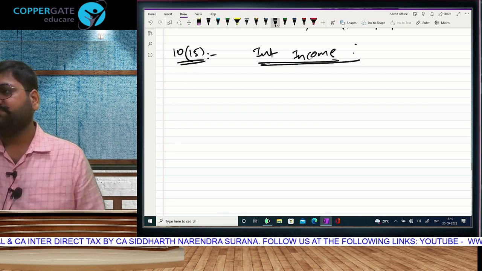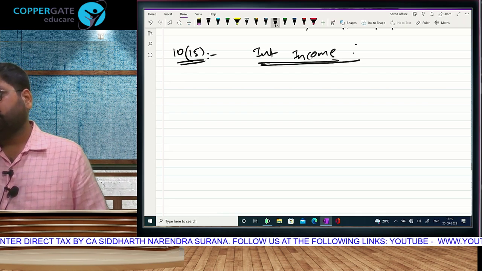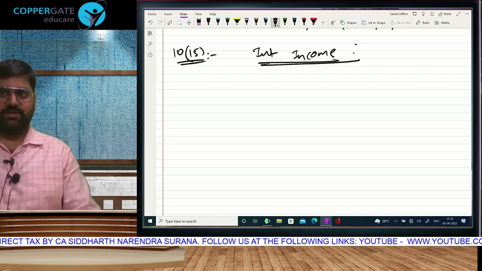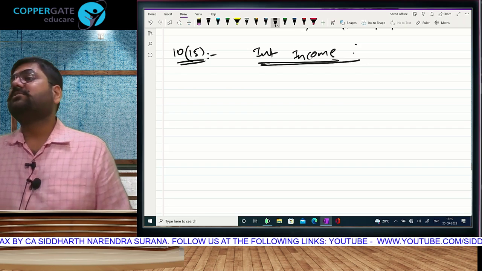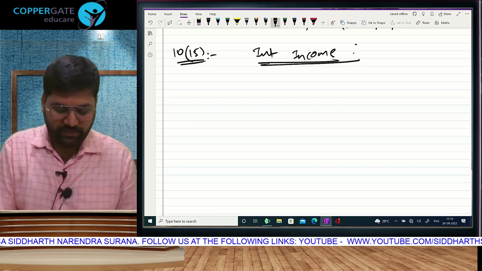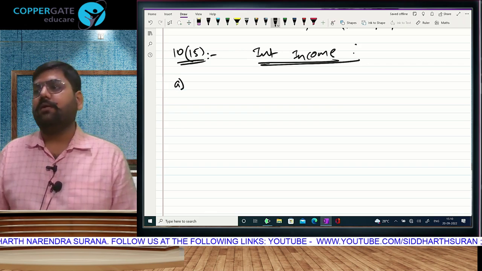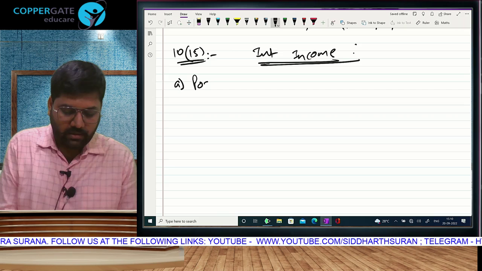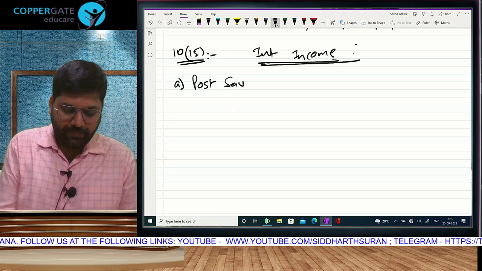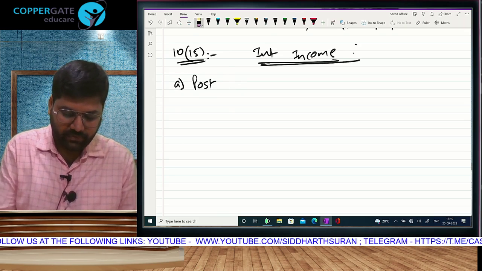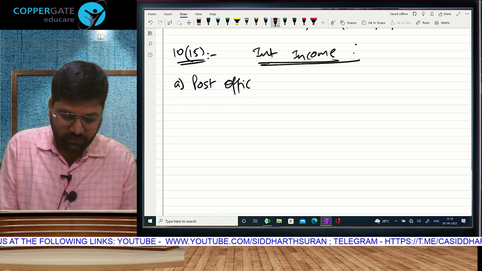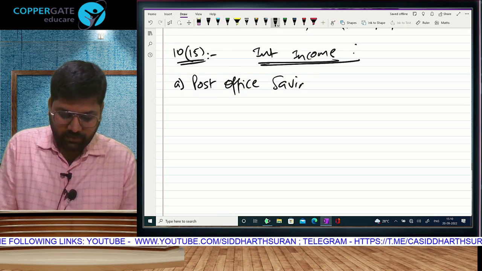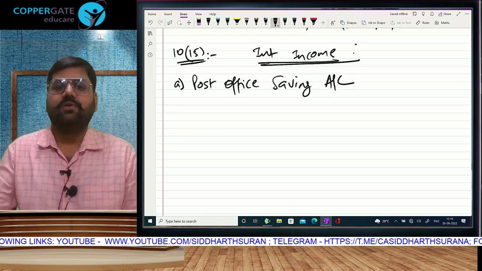बोलो कौन सा? Non-resident external account, NRE. Now we have some more cases where interest is going to be exempt. If you are earning, these are all parts of 10, 15. If you are earning interest from post office saving account, कौन सा saving account?